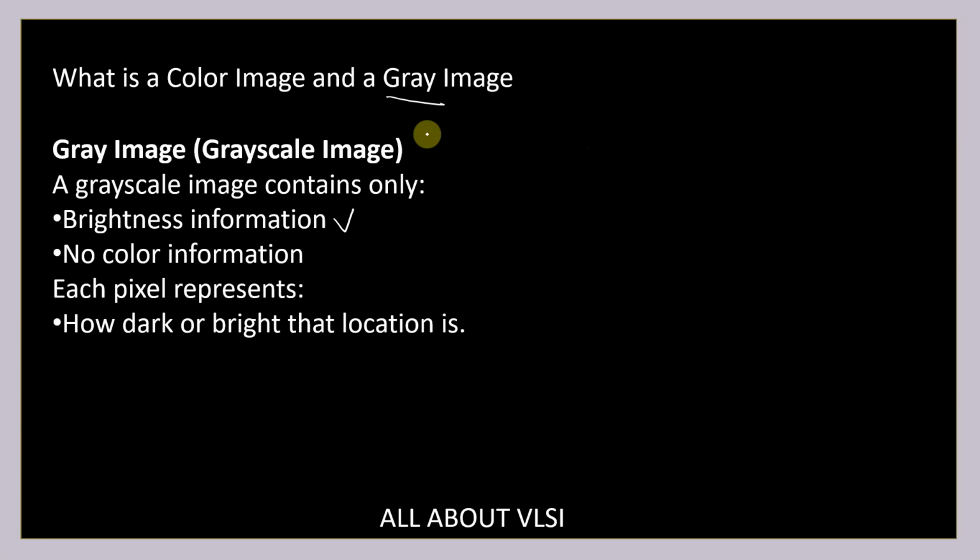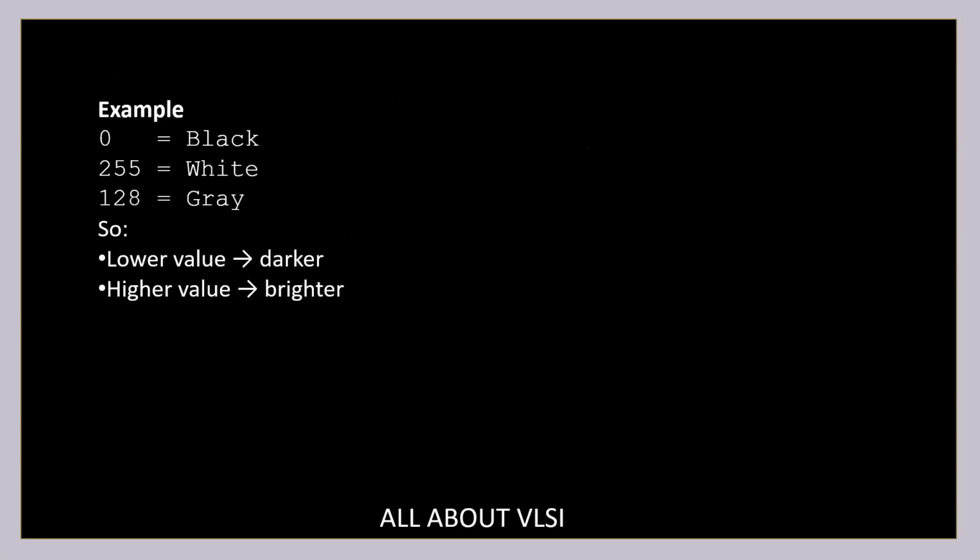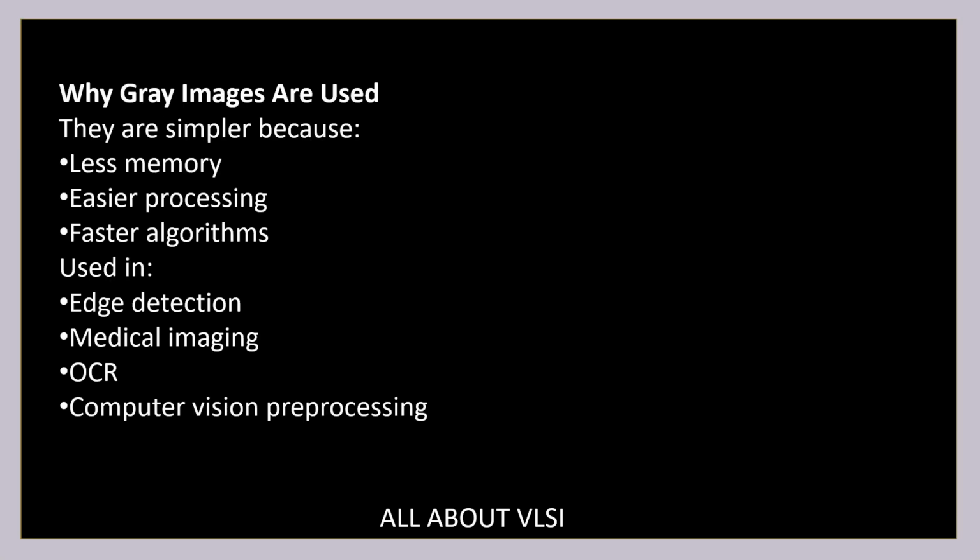Using grayscale images, you cannot represent a color image, right? So, for example, if the pixel value is 0, then it is dark black, and if the pixel value is 255, then it is white. And let's say if the pixel value is 128, it's gray, right? So the lower the value, the darker it is, and the higher the value, the brighter it is, right?